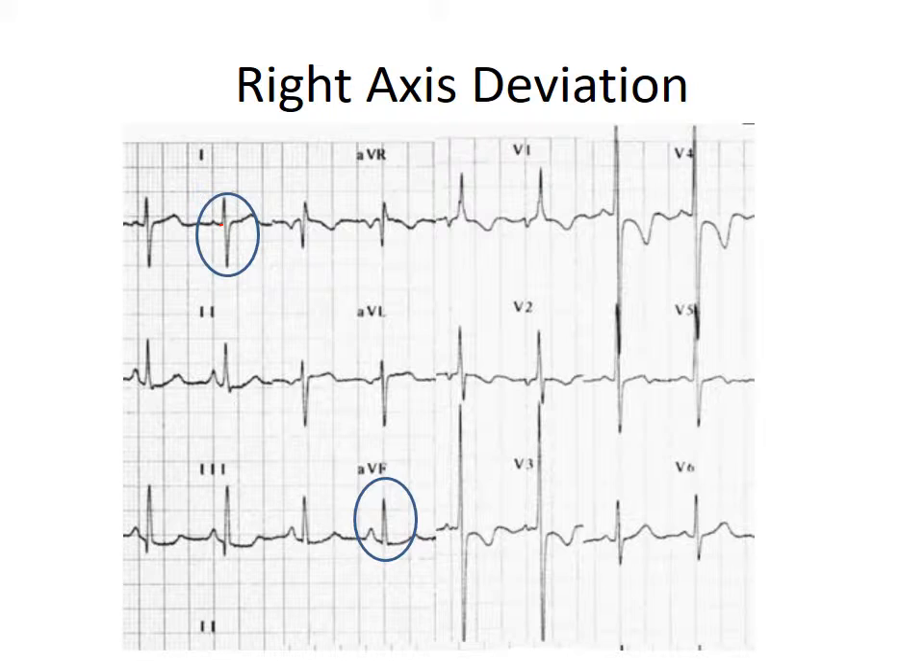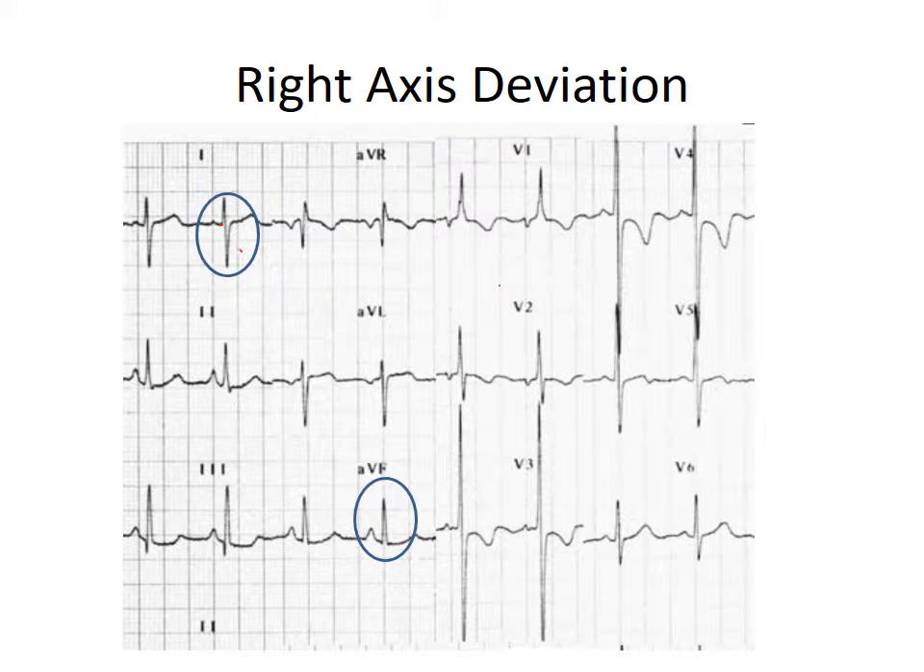Okay, so it's down in lead 1. What does that mean? Well, it's got to be a right axis deviation. And that's either going to be a right axis or a severe right axis. Look at AVF, it's upright, so you have a right axis deviation. If it were down in AVF, it would be a severe right axis deviation.